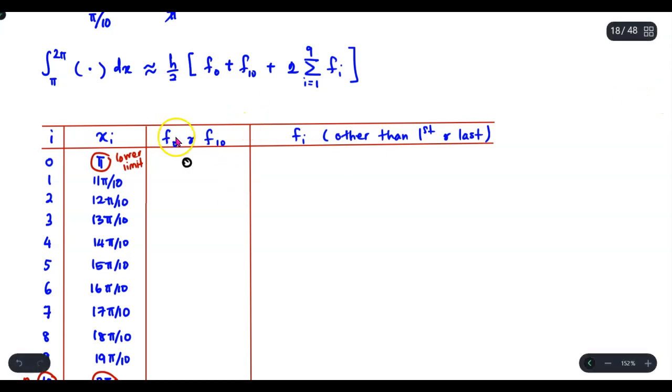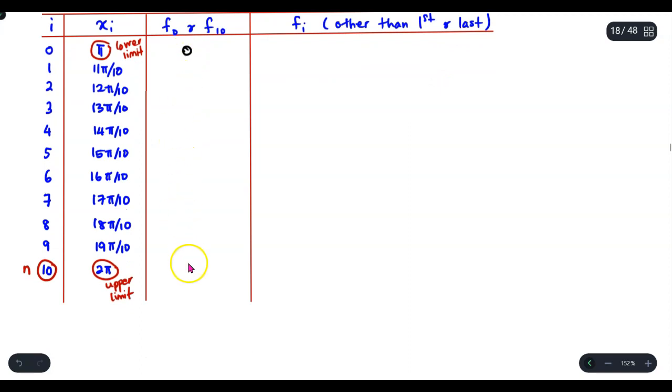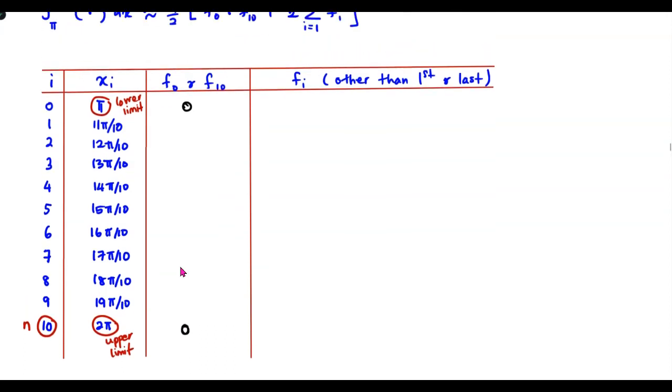Okay, the value of f naught will be 0. Since this column is dedicated for f naught and f10 only, we have it at the top and at the bottom only. So this is 0 as well. When x is 2 pi, you plug into the f(x) function, and then you will get f is 0.